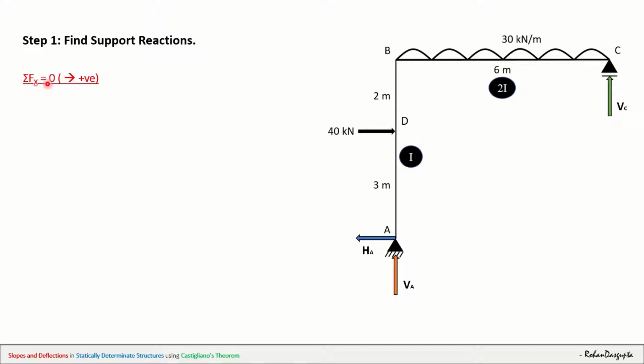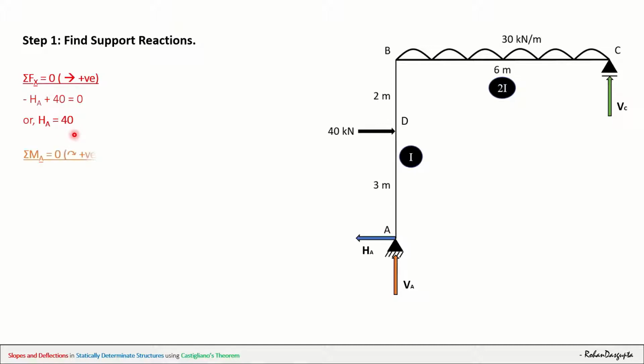Let us start with summation of Fx equals 0, right side positive. Towards the left I have HA and towards the right I have this 40 kilonewton, so I'll have minus HA plus 40 equals 0. That will give me HA equals 40.